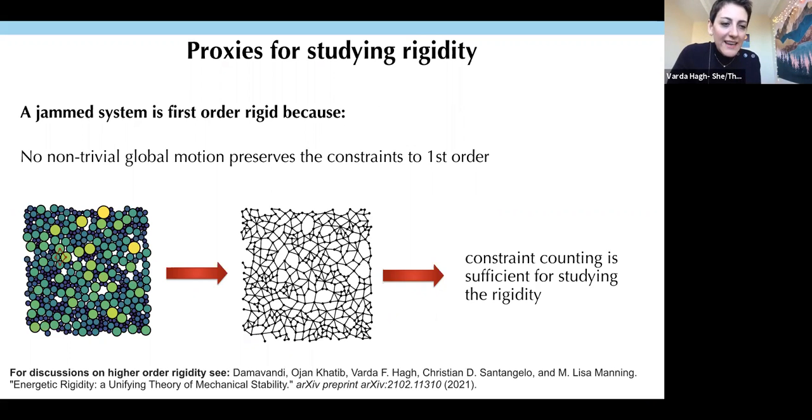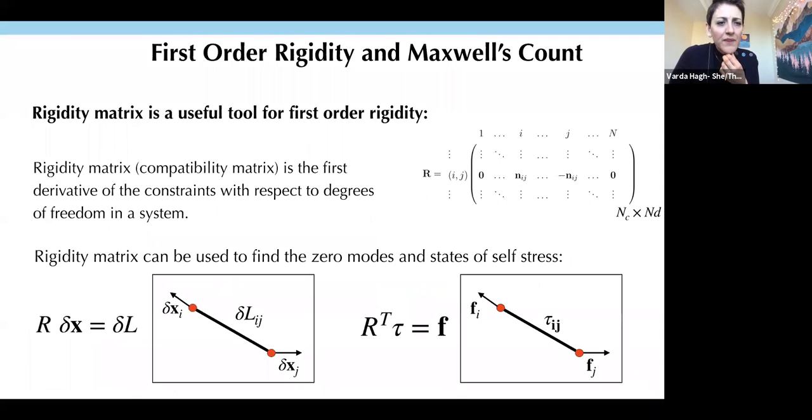Basically, the idea is that in jammed systems, because they're first order, we can always translate them to networks. And then just by looking at the number of nodes and the number of bonds or the constraints, and using constraint counting, which is counting the number of degrees of freedom and the number of constraints, we can study the rigidity of these systems, and that would be sufficient.